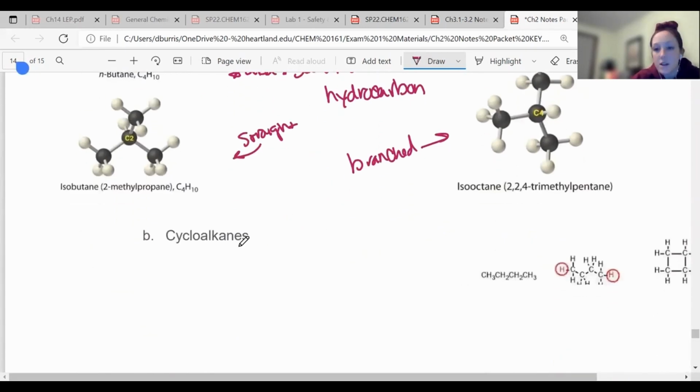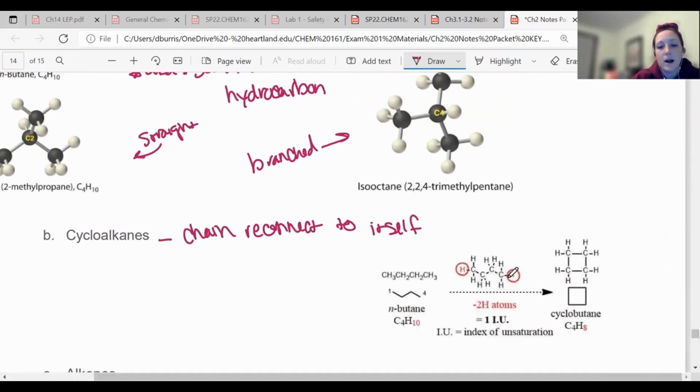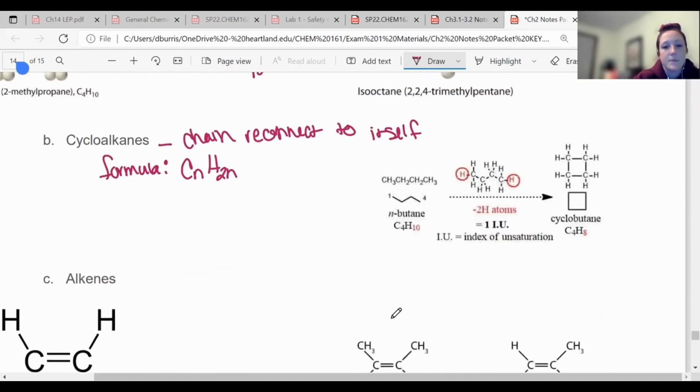Which brings us to cycloalkanes. So that's an alkane that has been turned into a circle, or the chain reconnects to itself. Okay, now in order to do this, to keep all of our 4 bonds on carbon, it's actually going to lose 2 hydrogens. So its generic formula is going to be CnH2n. So you can predict the formula of a cycloalkane.